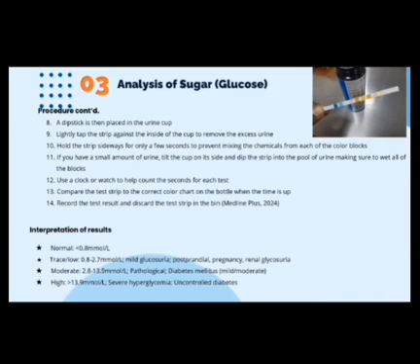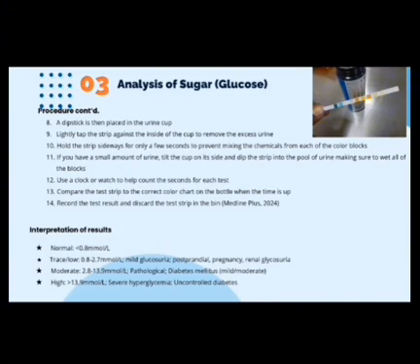Interpretation. In a healthy person, urine should contain very little glucose, so less than 0.8 millimoles. So for the normal range, it is less than 0.8 millimoles, and trace amounts may appear after meals or during pregnancy, which is between 0.8 to 2.7 millimoles.